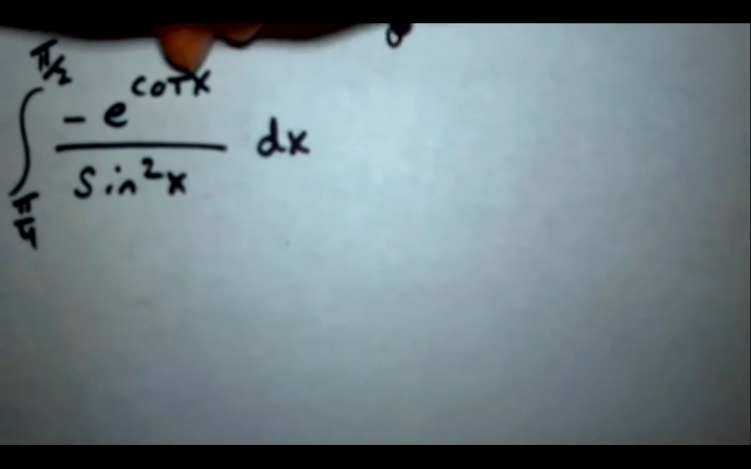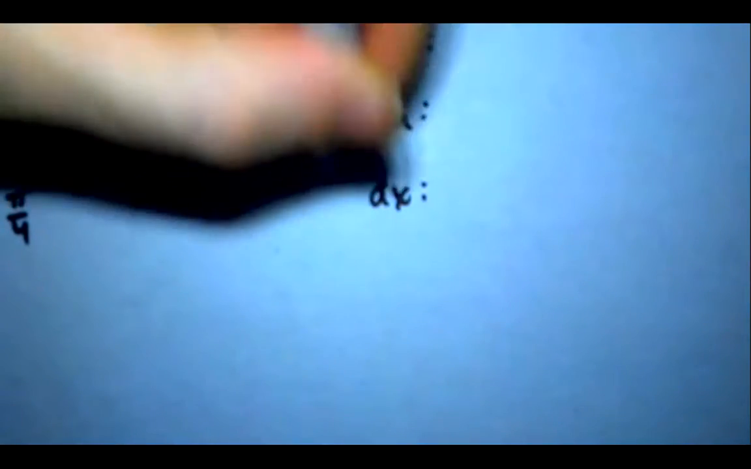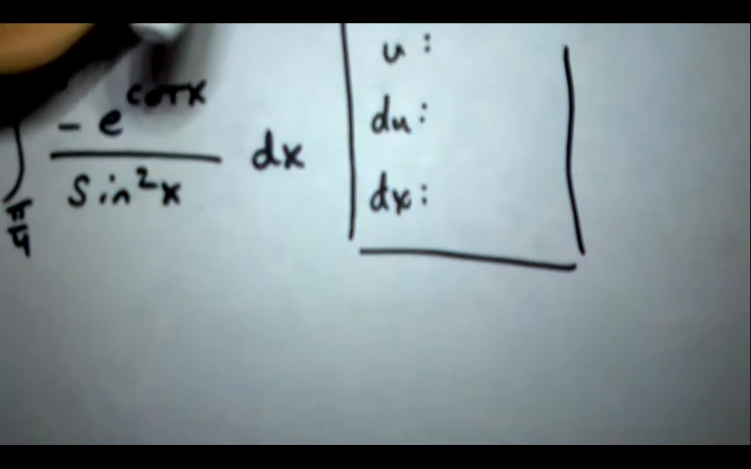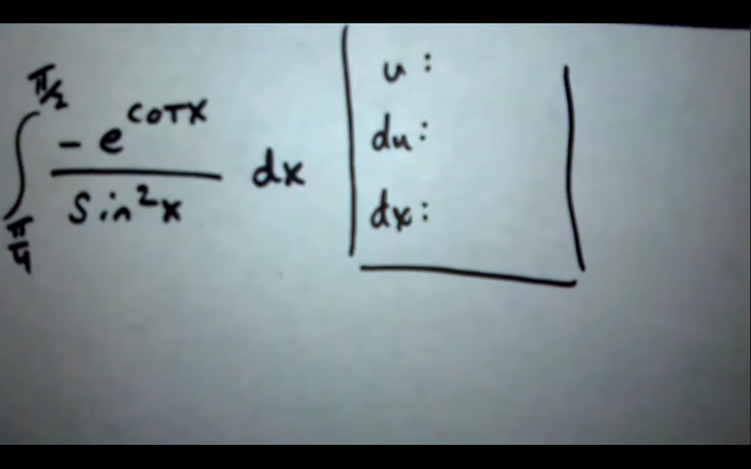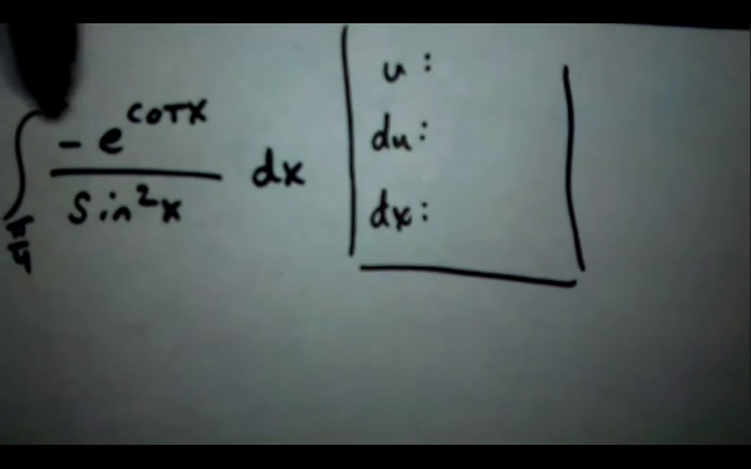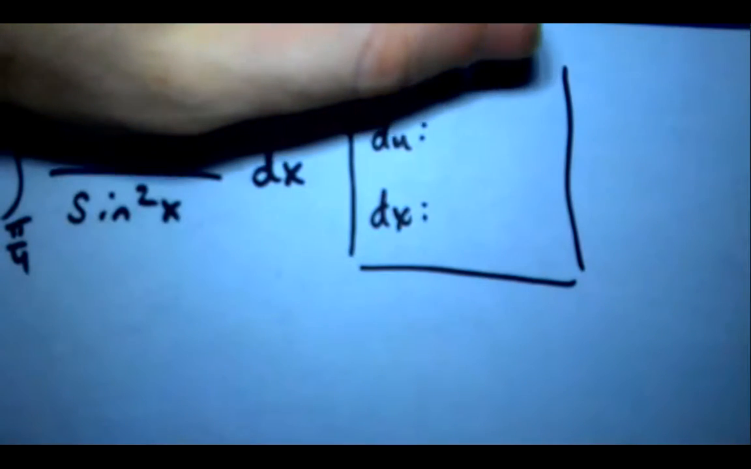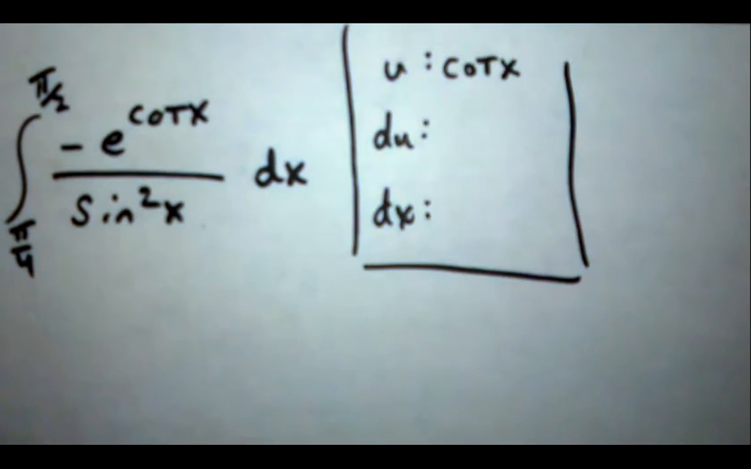So we need to do a U substitution. So there's our box. Okay, remember the hints: when in doubt, the stuff in parentheses, the stuff under the radical, the stuff e is raised to. So that's what I'm going with. The stuff e is raised to.